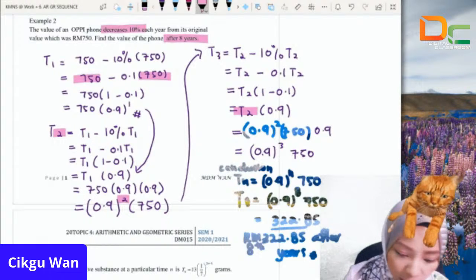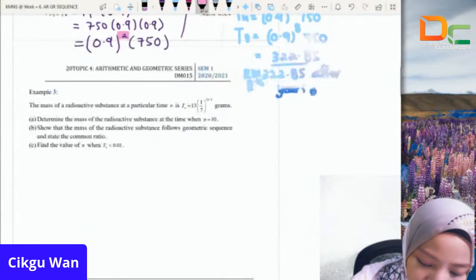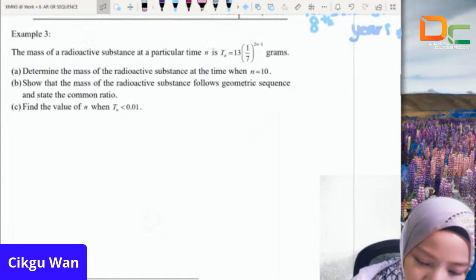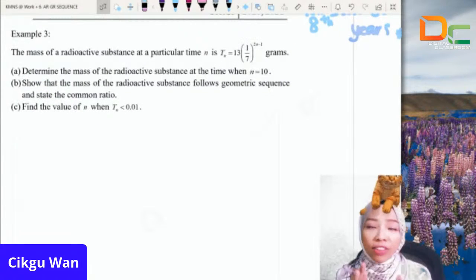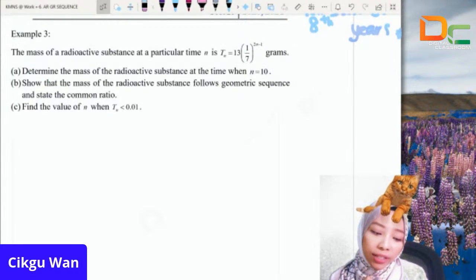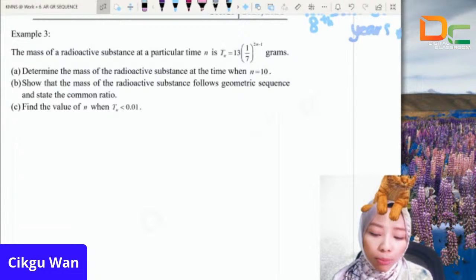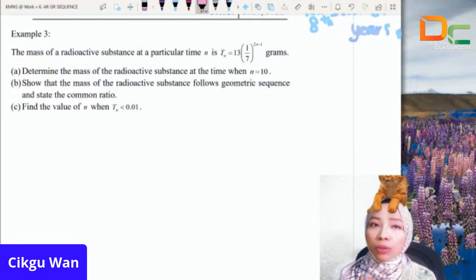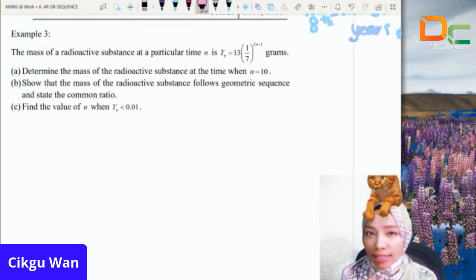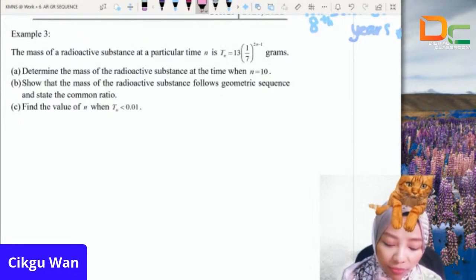Example 3. Okay, I really love this question. Why I decided to choose this question to discuss with you tonight, because especially the question buktikan that it is follows the geometric sequence. Okay. Tak apa, kita buat satu persatu.